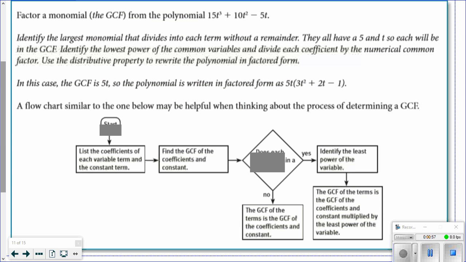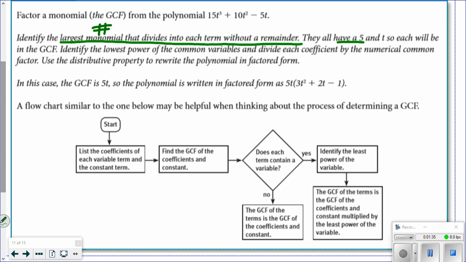Example C says factor the GCF from the polynomial 15t cubed plus 10t squared minus 5t. So we're finding the largest term or monomial that divides into each term without a remainder. Remember, we're looking for the largest number. They all have a 5. Right? 15 divided by 5, 10 divided by 5, and 5 divided by 5 works. So 5 is a factor of all of these.